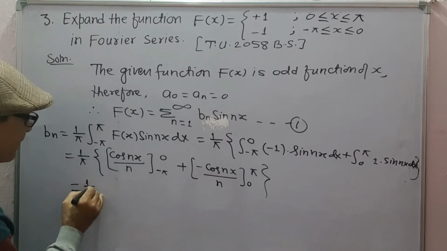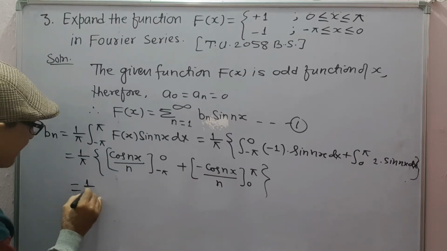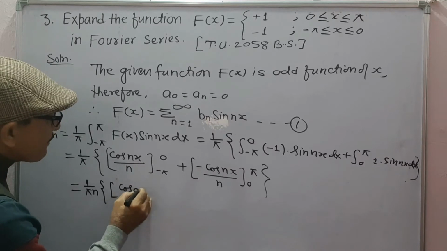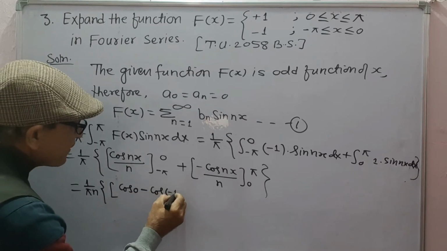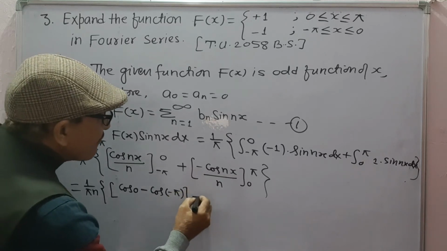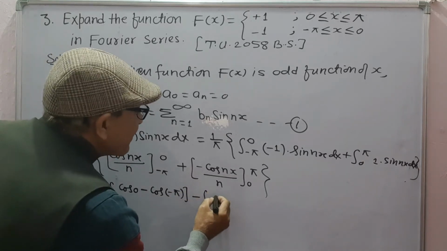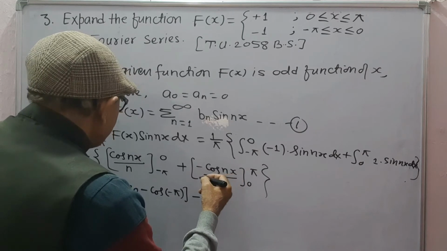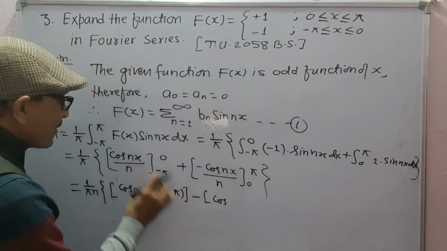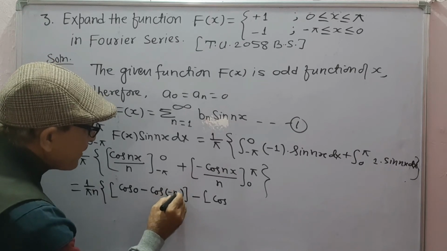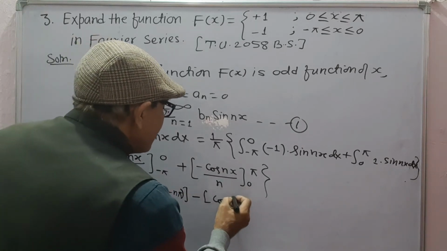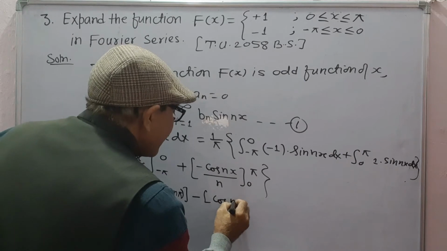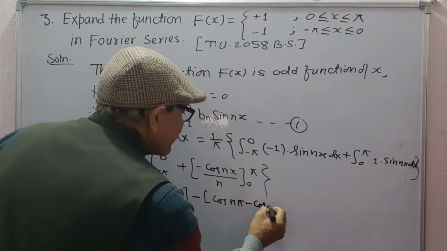This can be written as 1 upon pi, n is common, so pi n, here cos 0 minus cos minus pi, minus cos n pi minus cos n pi, minus cos n pi minus cos 0.